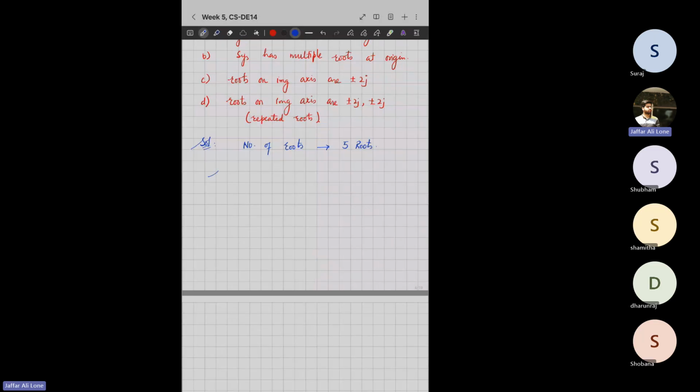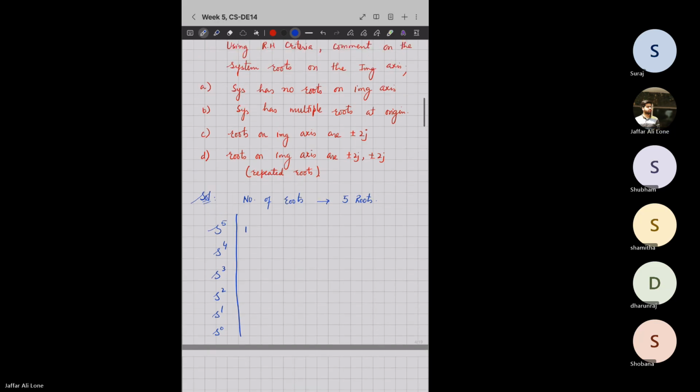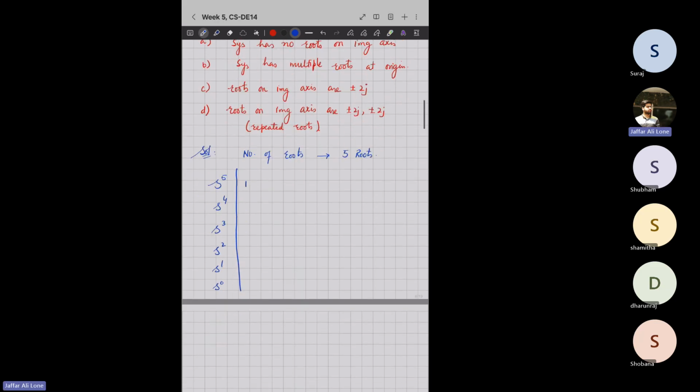Okay, so I'll make a Routh array. It's S5, it's S4, S3, S2, S1, and S0. What will be this? It will be 1. If anybody has any question, be it basic, just tell me, because we are just building our level, because we will be solving some tough questions. So if you have any questions in these simple questions, just let me know so that you will be able to understand other questions easily.